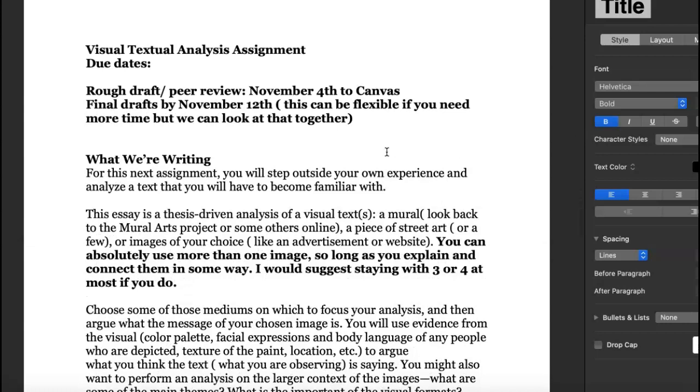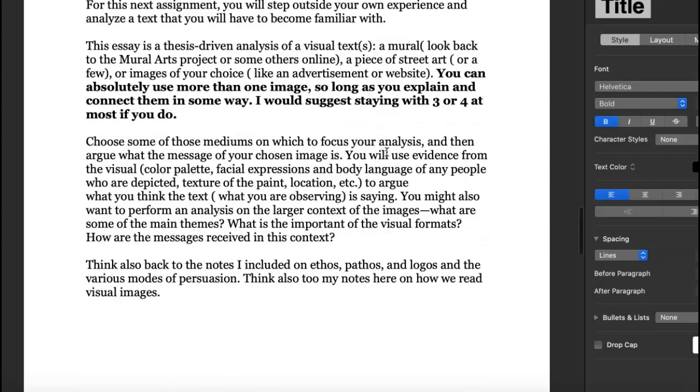Now, for this assignment, you'll have plenty of time. You're going to step outside your own experience and analyze a text that you have to become familiar with. And your text in this case is a visual text. It could be a mural, it could be street art, it could be a different type of image of your choice, advertisements, websites. You can totally use more than one image, but you want to explain or connect them in some way. So I would probably suggest staying with 3 or 4 at the most if you do that, though you're certainly welcome to just focus on 1 or 2 if you like.